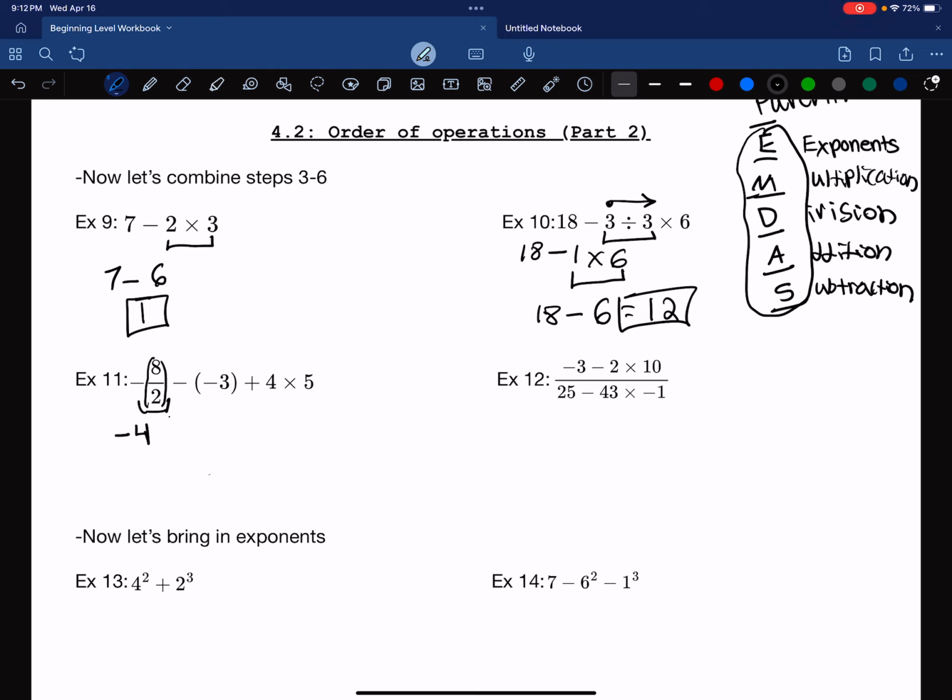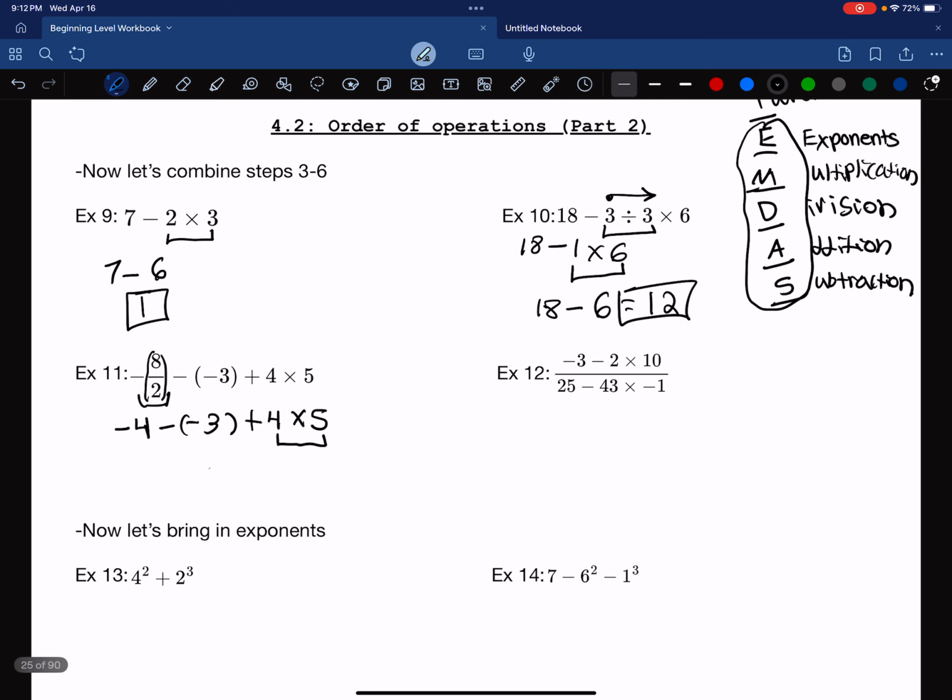And we're going to do this minus negative 3 plus 4 times 5. And now we have this multiplication here. So, and we don't have any more division or multiplication because we're working from left to right, remember? So we hit this multiplication, and now we have to solve it. So 4 times 5 is 20. So we get negative 4 minus negative 3 plus 20.